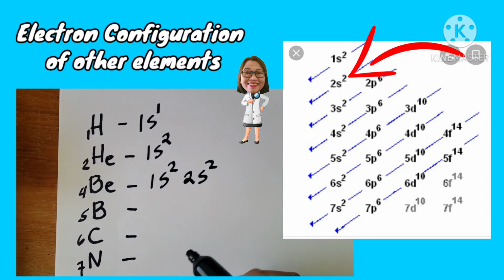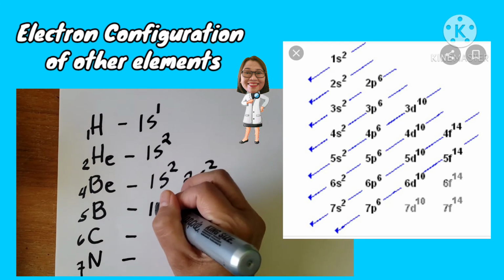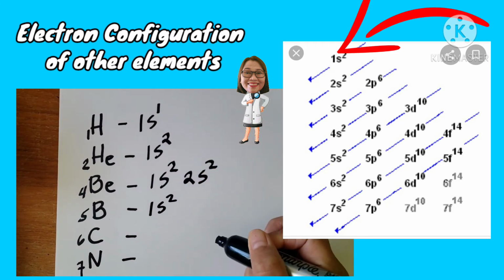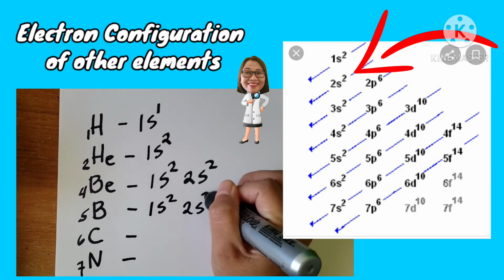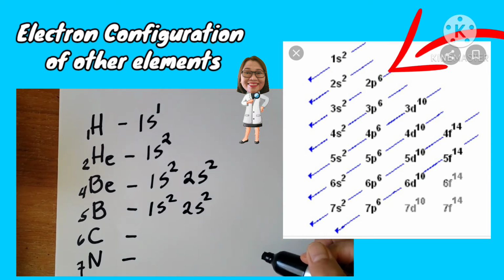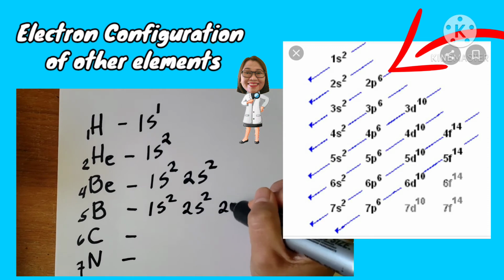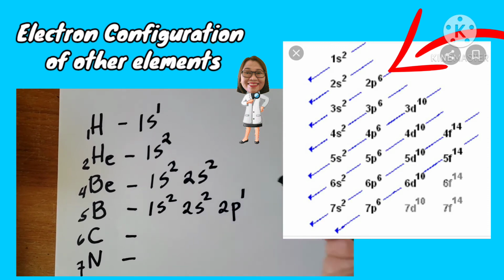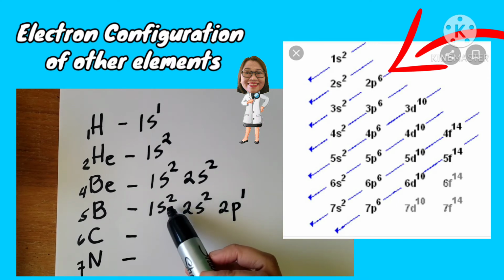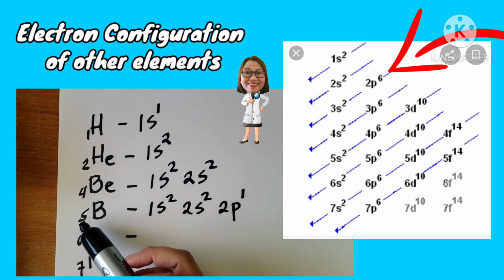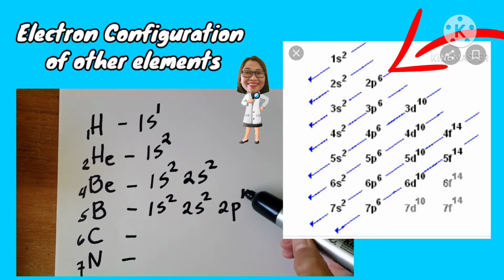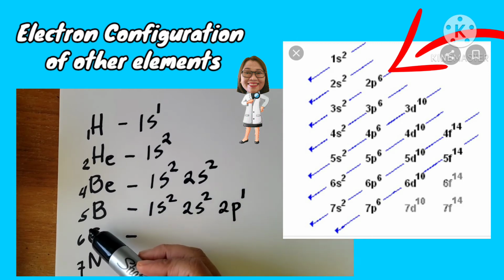And then for boron, I'm going to start with 1s2. Then I'm going to jump to the next energy level. That will be 2s2, followed by 2p1. So the electron configuration of boron is 1s2, 2s2, 2p1. So if you add it, 2 plus 2 is 4 plus 1 is 5, which is the atomic number of boron.